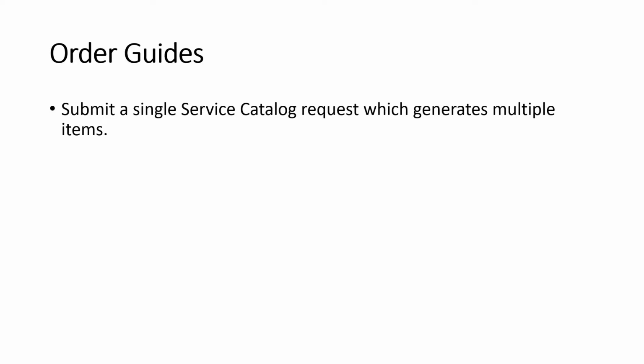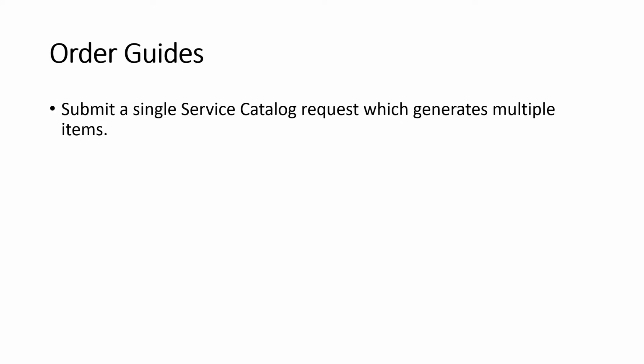Okay, so order guides. With the help of order guides, you submit a single service catalog request which generates multiple items. Now you already know what a request item and what a request is, right? REQ and RITM. I have explained that already in the last video. So again, if you are having any issue understanding this, I would request you to go to my last video and watch it. Without clearing the concepts of the last video, like requested item, request, and variable sets, you won't be able to understand this video. So it is pretty important that you clear those concepts. All right, so again, you submit a single service catalog request, and that will generate multiple items.